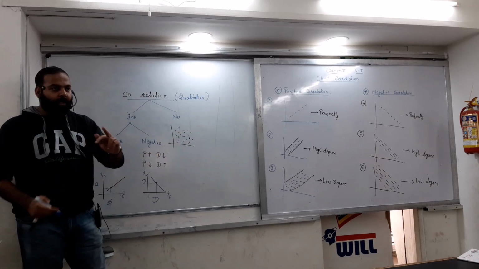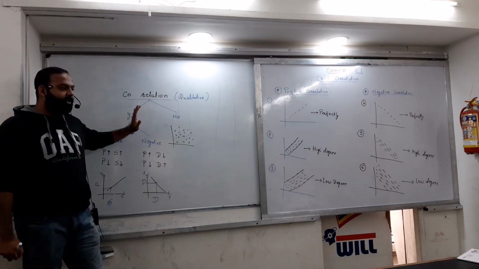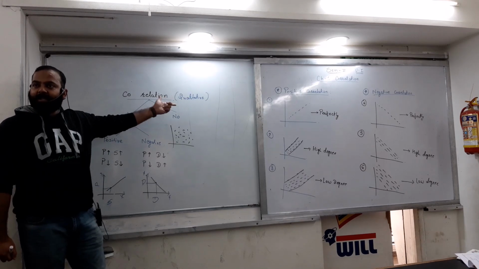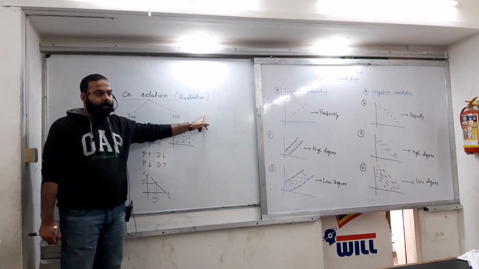अच्छा, क्वालिटेटिव के अलावा और क्या हो सकता है? क्वांटिटेटिव. बट कोरिलेशन में कहीं पे भी नंबर्स नहीं है. That's why correlation is a qualitative measure. Are you clear? Okay, pause करें.